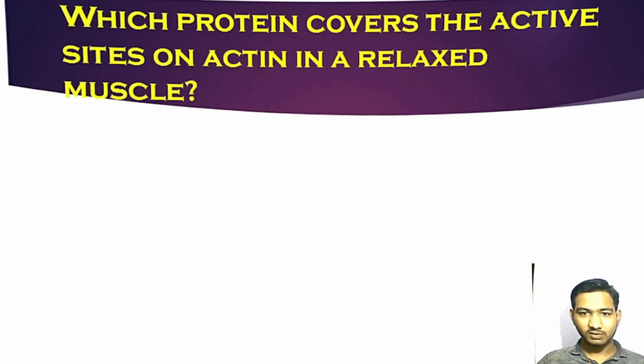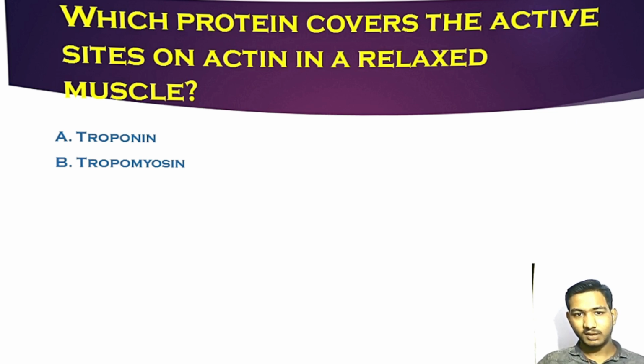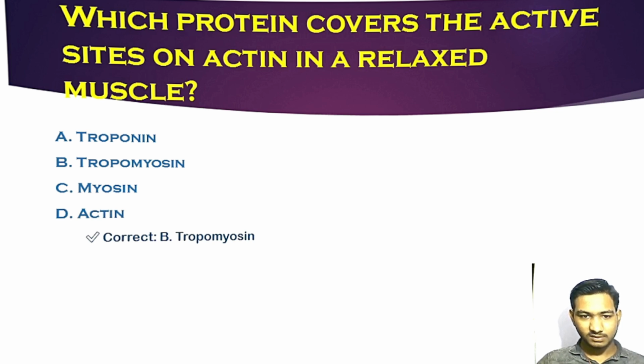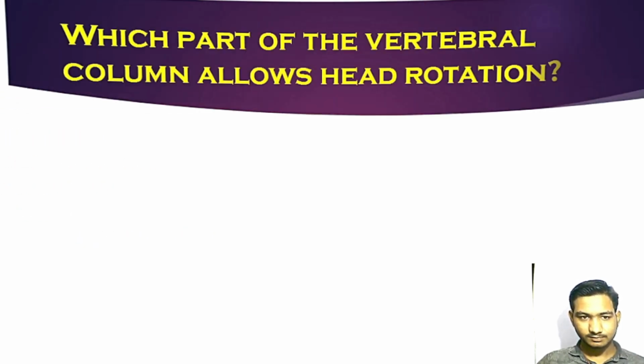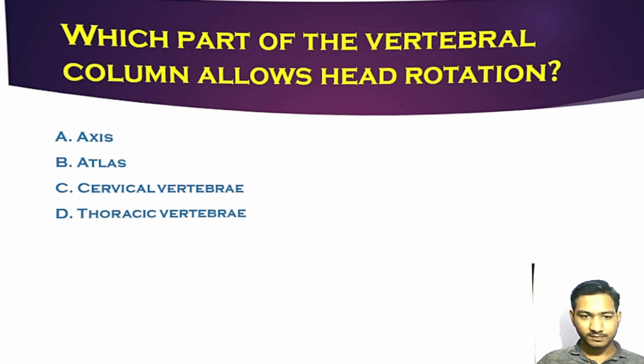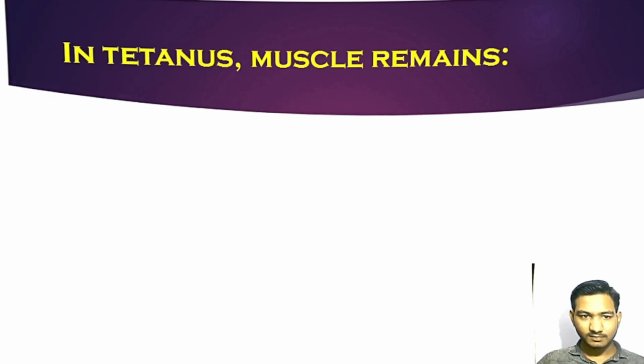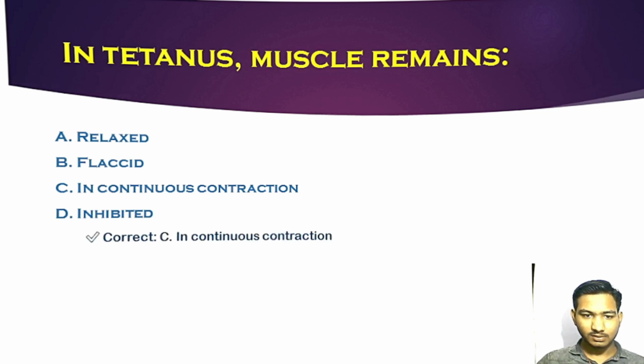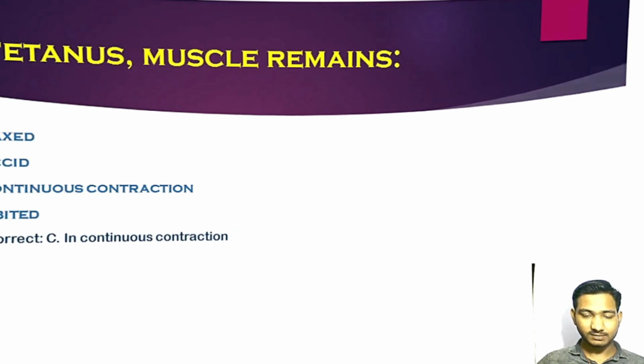Which protein covers the active site on actin in a relaxed muscle? Troponin and tropomyosin. Which part of the vertebral column allows head rotation? Axis allows the head rotation. In tetanus, muscle remains in continuous contraction.